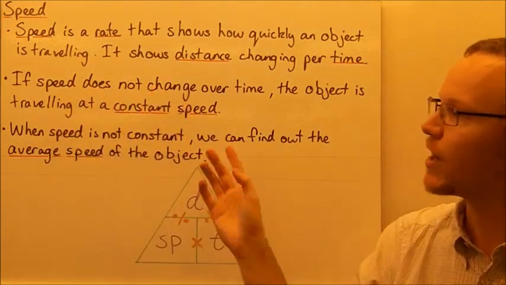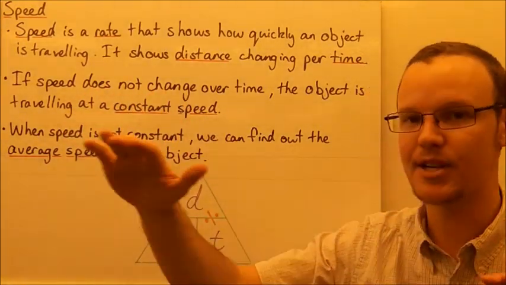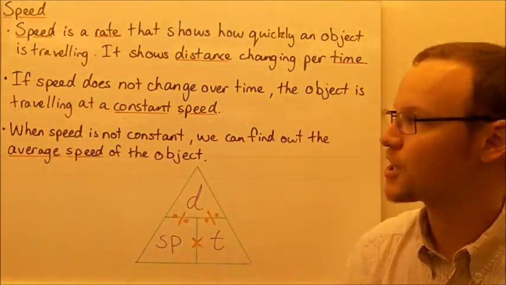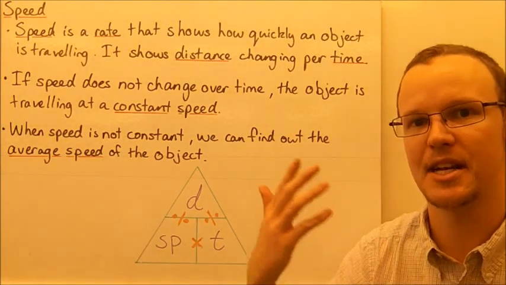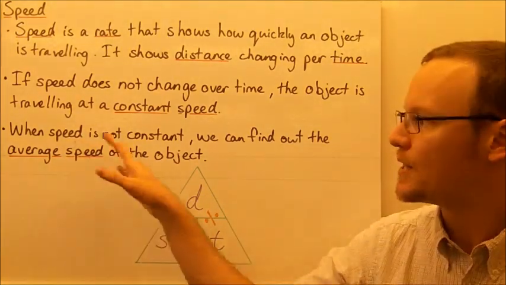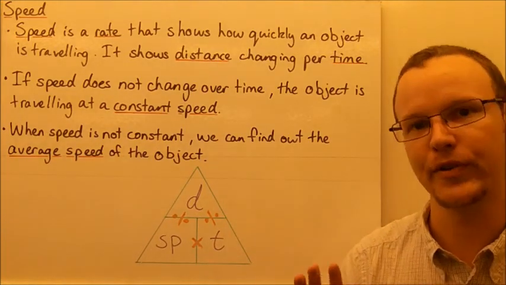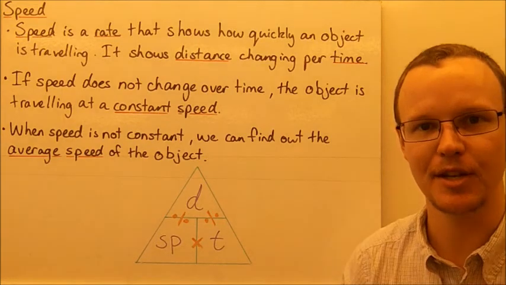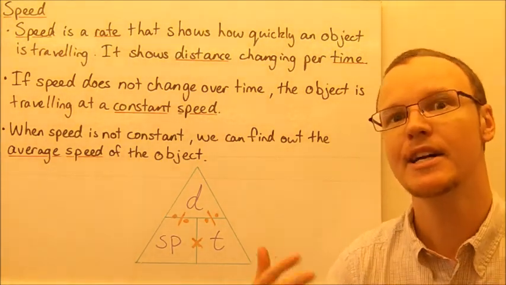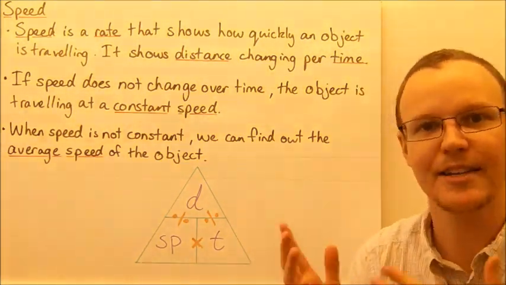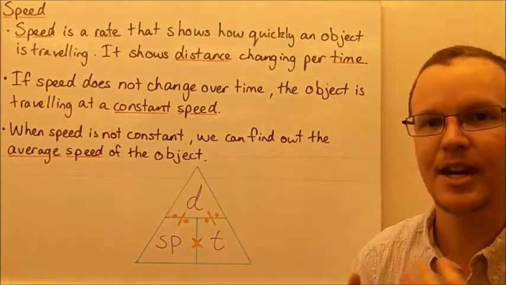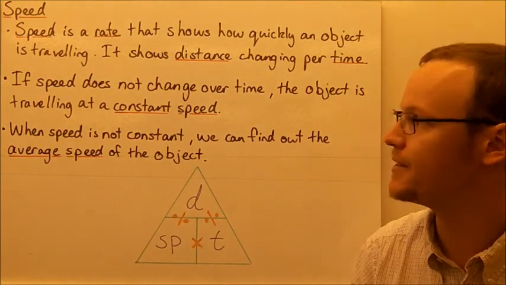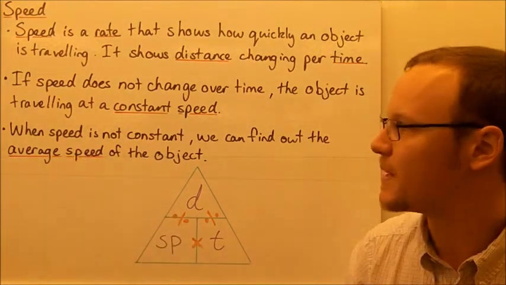If speed does not change over time, so if it stays the same over time, the object is travelling at a constant speed. It's travelling at the same speed the whole time. When speed is not constant, and it's more common for speed to not be constant, you can think about your car driving down the highway. You slow down, you speed up, you overtake, you brake for cars in front, you brake for lights at intersections, and then you accelerate, you speed up.